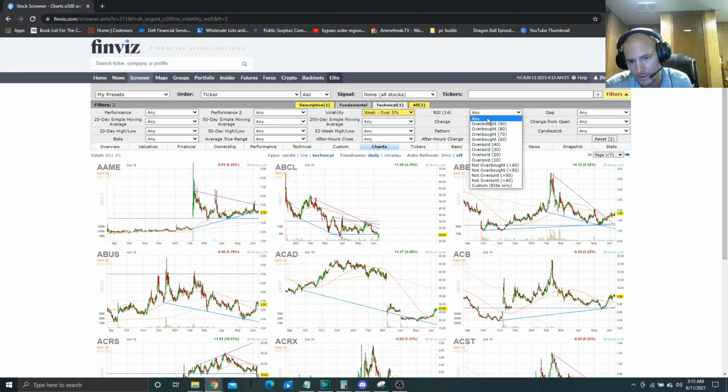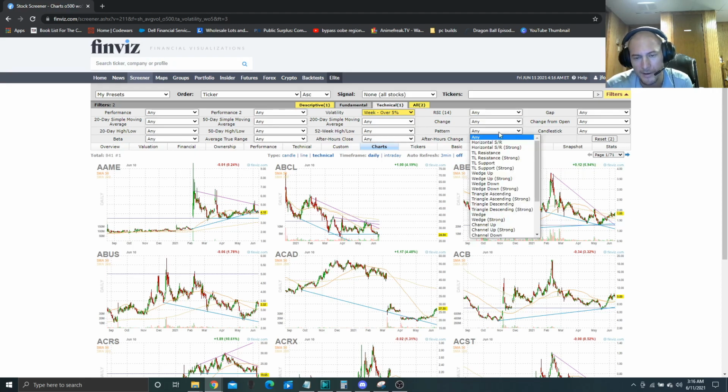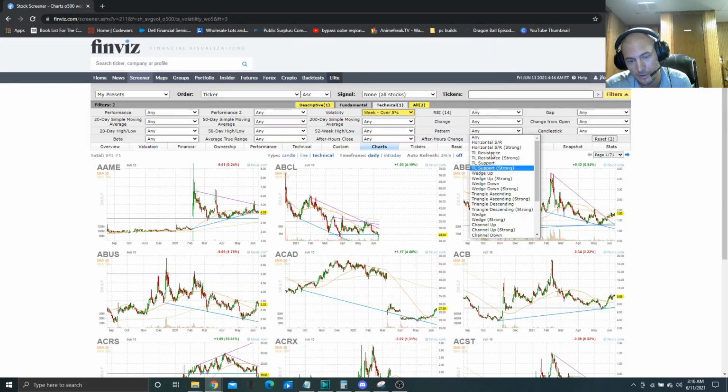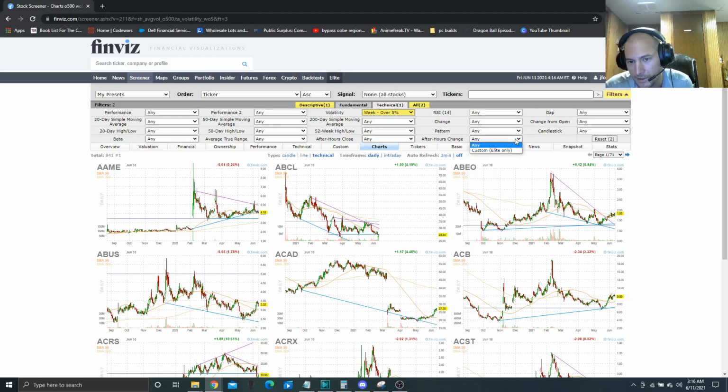You can look for RSI levels, overbought, oversold, and this would be not overbought, not oversold, anything greater than or less than these numbers here. I use that quite often. I don't mess with this either. Generally, pattern. This is something I use all the time, and I'll just show you a quick way you can scan for a whole bunch of different stuff real quick at the end of this video also.